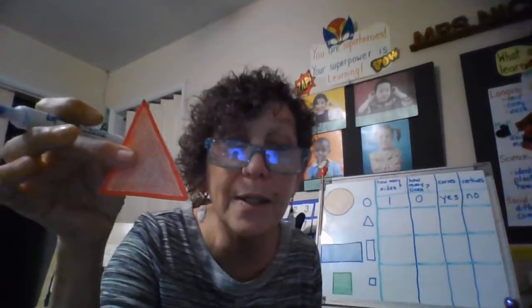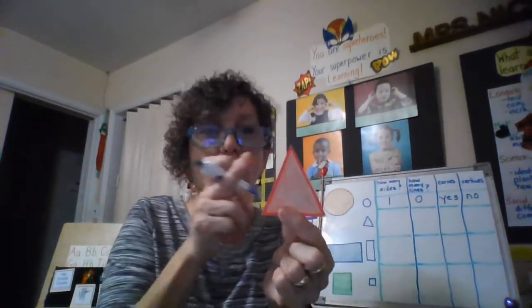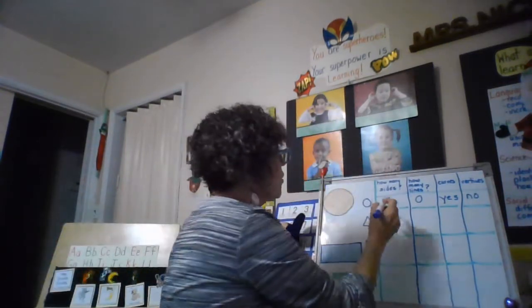Let's look at the next shape. What shape do you see? It's a triangle. Good job. Now, does a triangle have sides? Oh, yeah. How many? 1, 2, 3. So a triangle has 3 sides. Does a triangle have any curves? 0 curves.